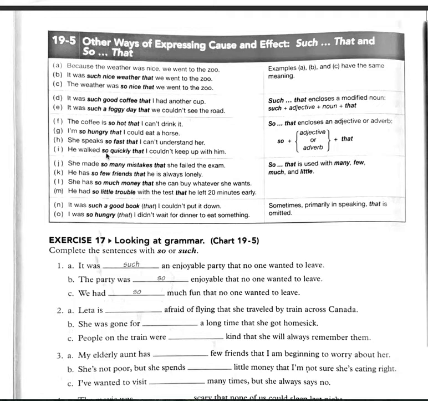Quickly is an adverb. So here, so blank that encloses an adjective or an adverb. So adjective plus that. So for example, so hot that. Or so hungry that. Or with an adverb. So fast that. Or so quickly that. Okay? So and that enclose an adjective or an adverb, but not a noun. Okay? Such and that encloses a modified noun, which is an adjective and a noun. Okay?